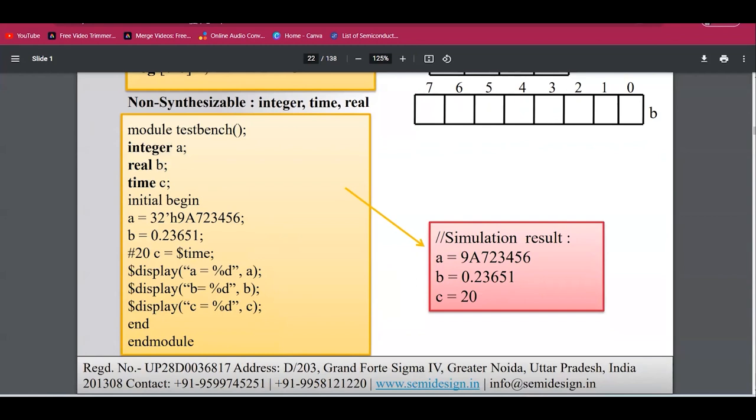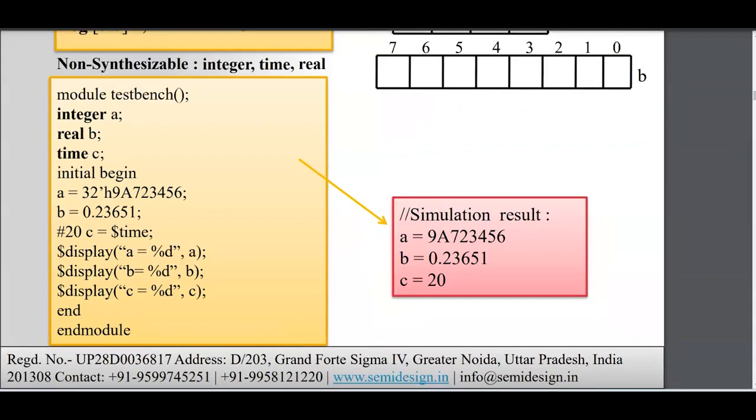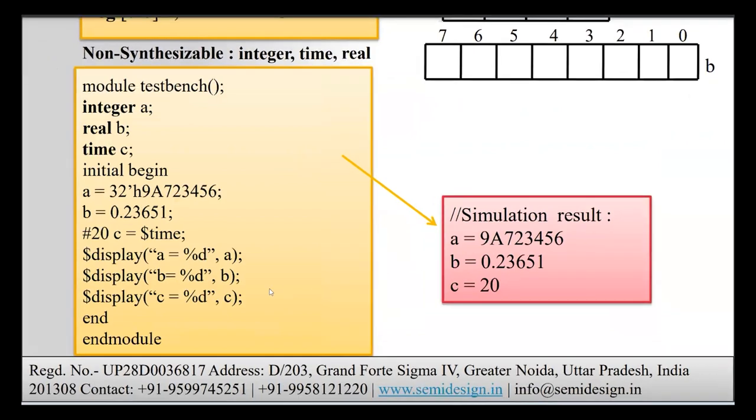Ma'am, why do we use the dollar sign in front of every display? The dollar sign is for system tasks. The dollar represents simulator directives. For the simulation purpose, we are using these different system tasks. That is just the representation of a system task.